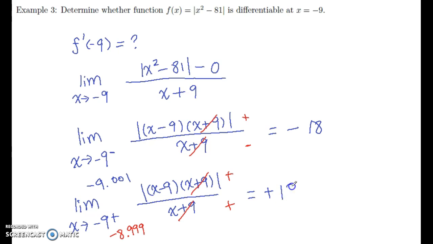Because the left-side limit is −18 and the right-side limit is positive 18, they do not match. So the derivative at x = −9 does not exist.